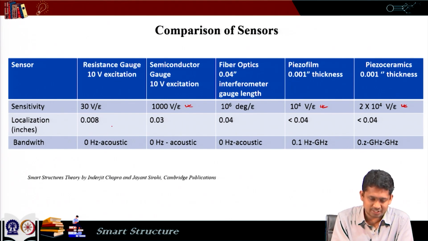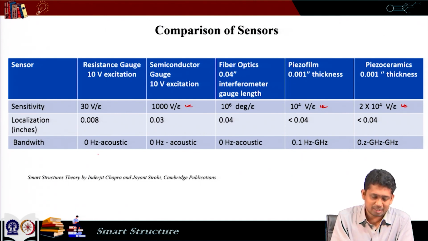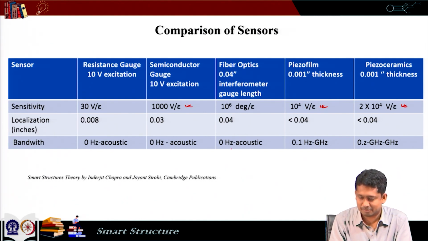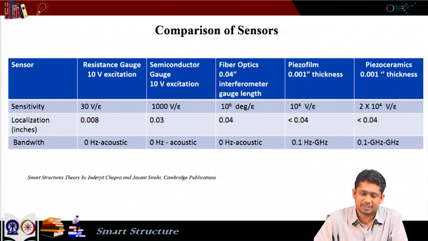If we look into localization, for the resistance gauge the localization accuracy is 0.008 inches. In semiconductor gauge it is 0.03, in fiber optics it is 0.04, in piezo films it is less than 0.04, in piezo ceramics it is less than 0.04. If we look at the bandwidth, then resistance gauge operates in a bandwidth of 0 hertz to the acoustic range, same with semiconductor gauge and fiber optics. In piezo films it is 0.1 hertz to the gigahertz range.